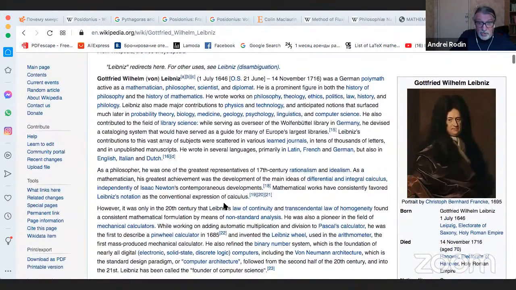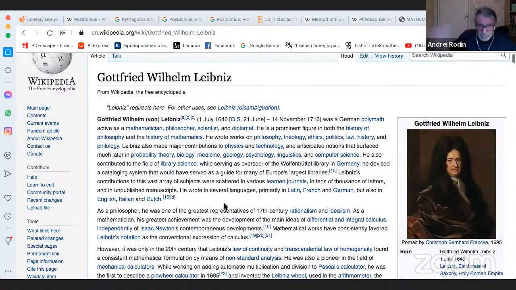He also did some differential calculus, and there are some published papers on that. However, his main mathematical project was developing what he called analysis situs, in Latin, analysis of position, situs. And I think that is indeed a very interesting idea.